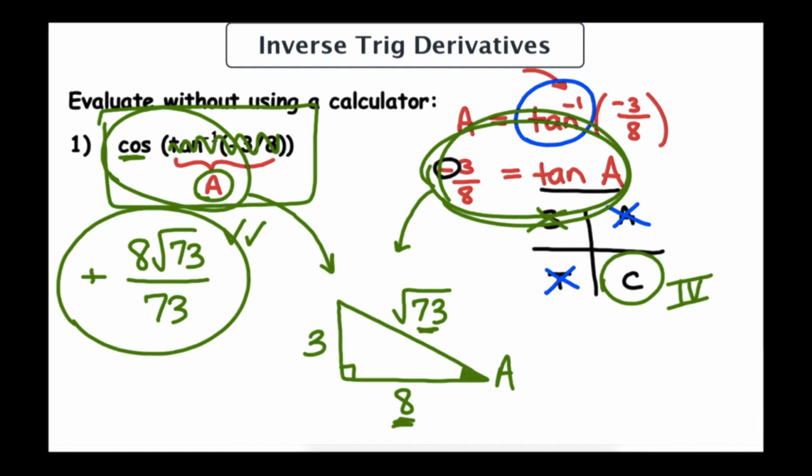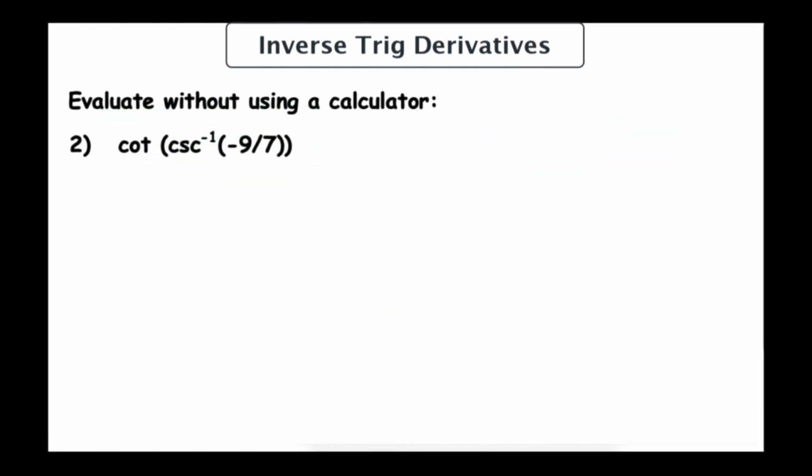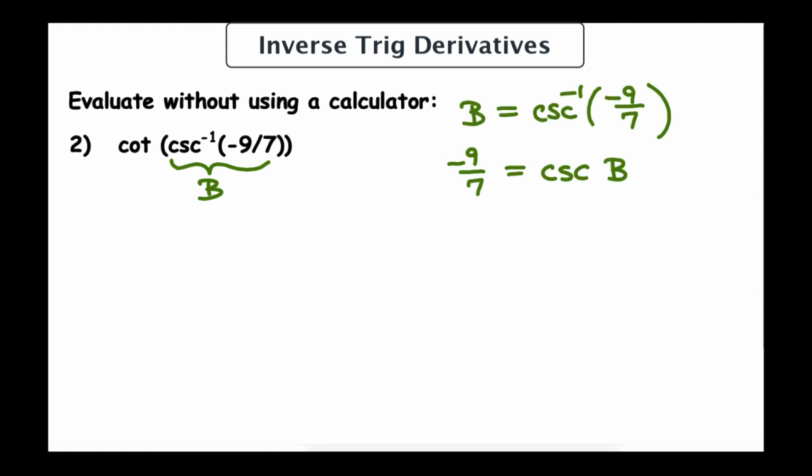All right, number 2. Same thing, evaluate without using a calculator. I used the letter A last time. Let's go for a B. And I'm going to make a note to myself that B is the inverse cosecant of negative 9/7. Switching positions allows me to say that the cosecant of B is negative 9/7. That got rid of the inverse. And if the cosecant of an angle is negative 9/7, then the sine would be negative 7/9. That's what I'd prefer.